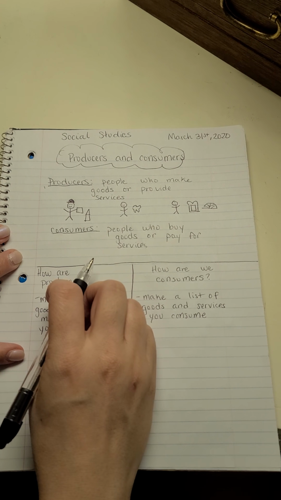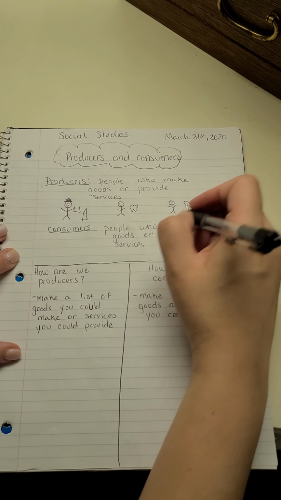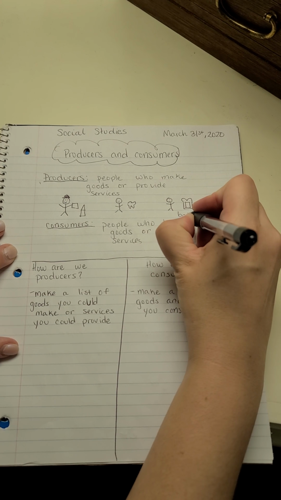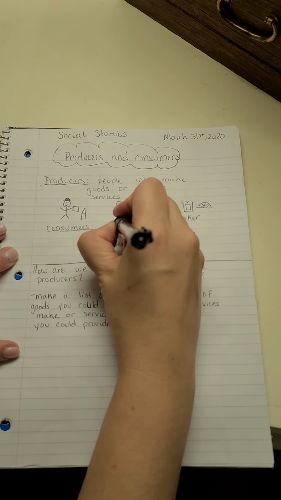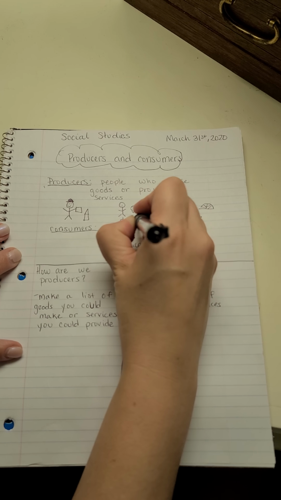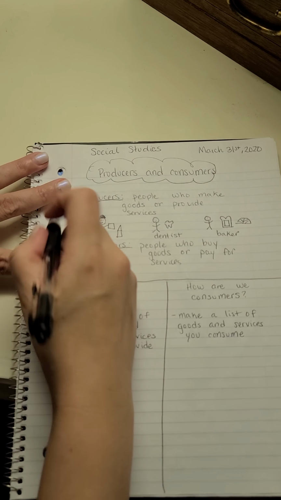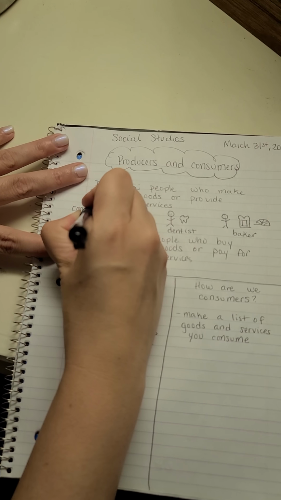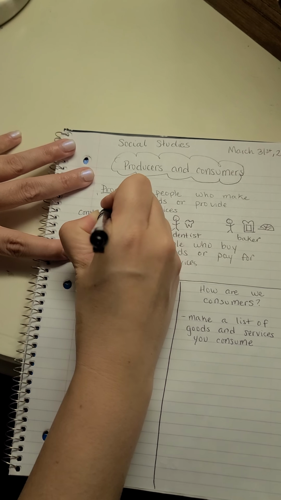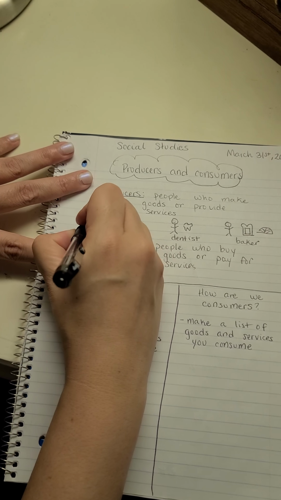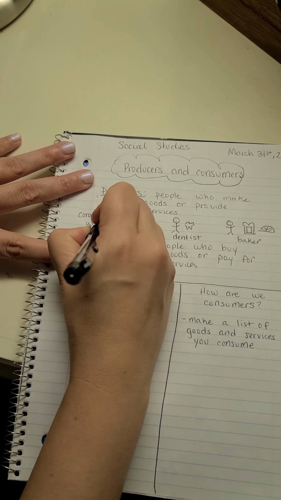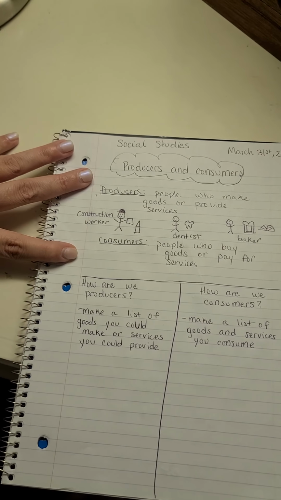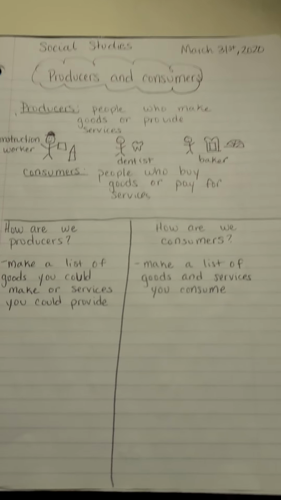So I'm going to write the names here. This would be baker. This would be a dentist. And here we're going to write it to the side because we don't have any room. Construction worker. I'm going to give you a minute. You can pause the video if you want to do this part.